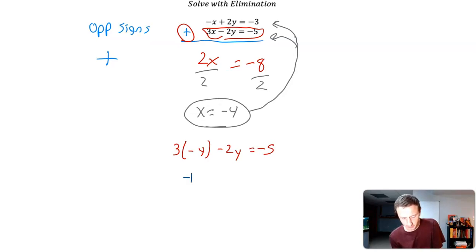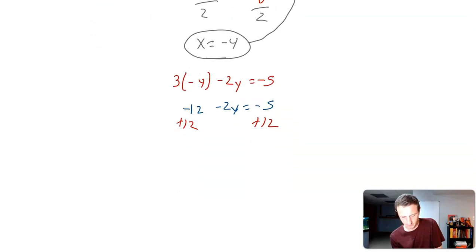3 times -4 is -12, minus 2y equals -5. And then I'm going to add 12 over. So I get -2y. There's a mistake right there that could be made. That's -2y, so you've got to bring that down as -2y, equals 12 minus 5, which is 7.